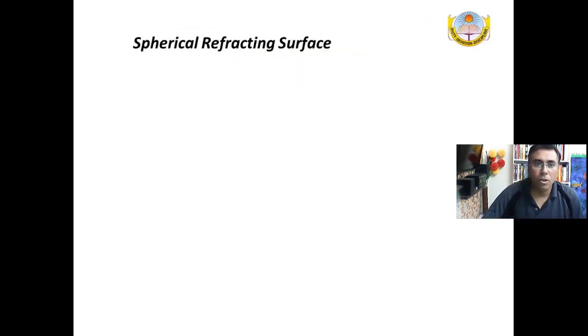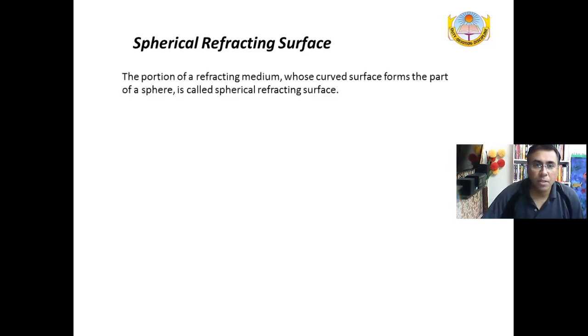First of all, we should know what exactly we mean by a spherical refracting surface. So what are spherical refracting surfaces? Basically, it's a portion of a refractive medium whose curved surface forms part of a sphere. Let's understand this with the help of a figure.